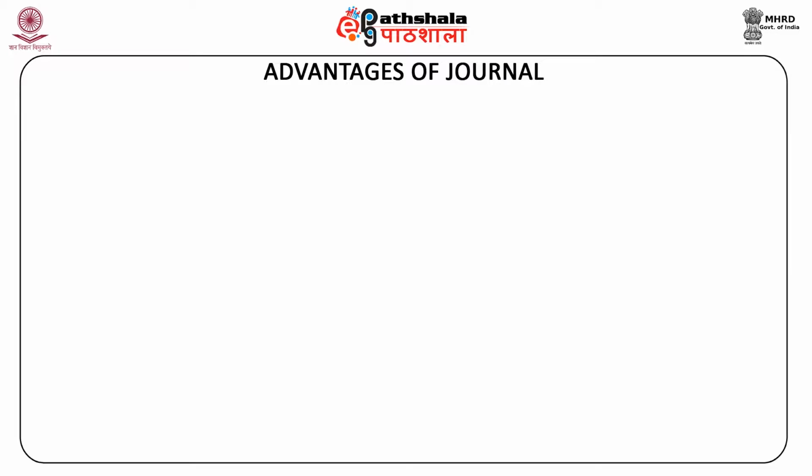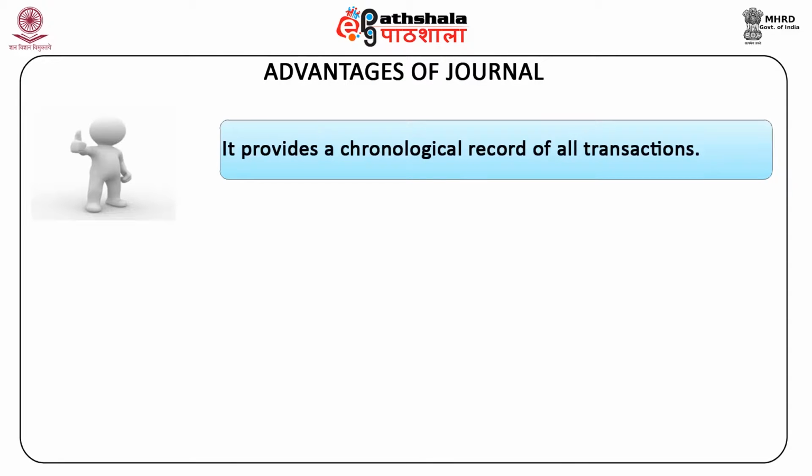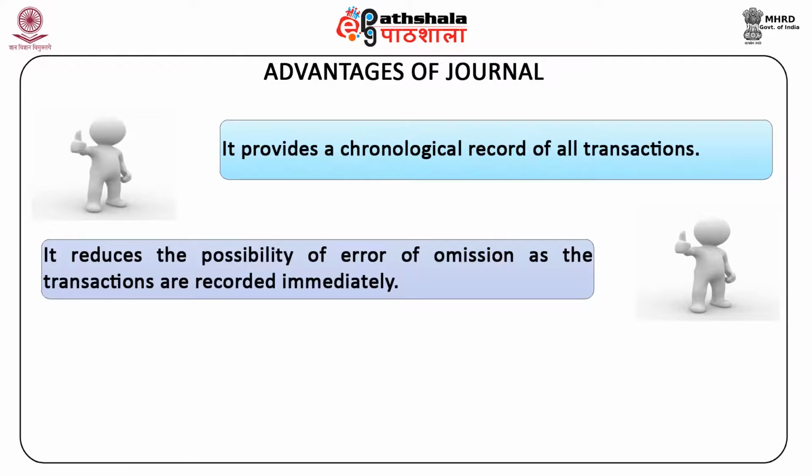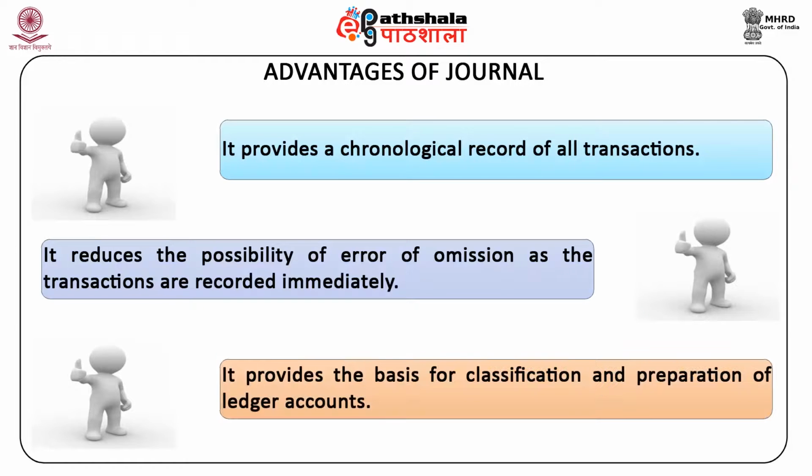The advantages of journal are as follows. It provides a chronological record of all transactions. It reduces the possibility of error of omission as the transactions are recorded immediately. It provides the basis for classification and preparation of ledger accounts.